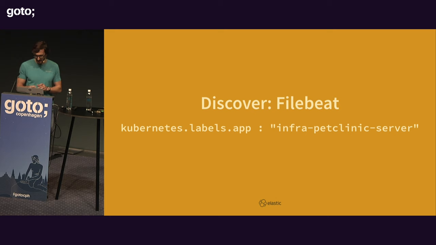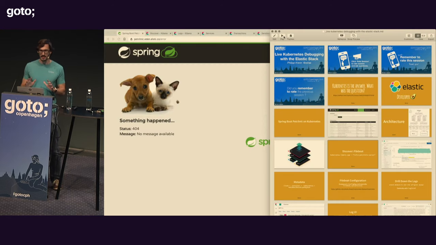So let's see what we have here. Where do we normally start? Oftentimes logs, I guess. Who is using logs to debug production? I guess that's pretty much everybody. And I hope it's centralized and you're not using SSH and tail anymore, right?